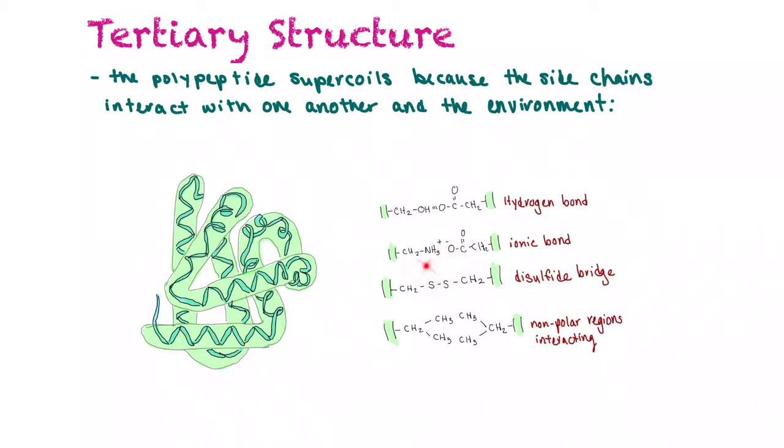Another one, disulfide bridges. So there's a sulfur that forms a covalent bond with another sulfur in another amino acid. And then finally, nonpolar regions will interact with each other. These are nonpolar because they're methyl groups, and they just want to hang out together and want to avoid water.